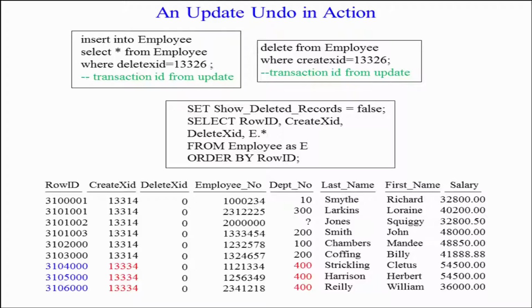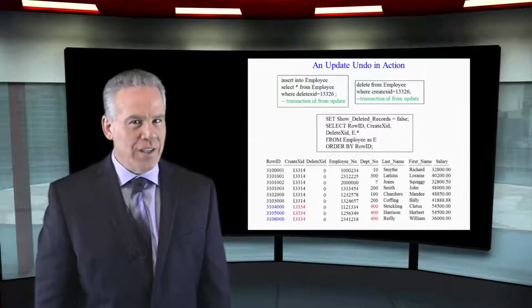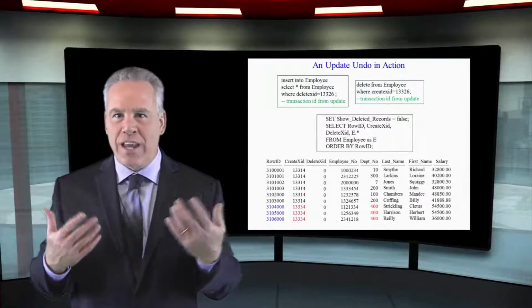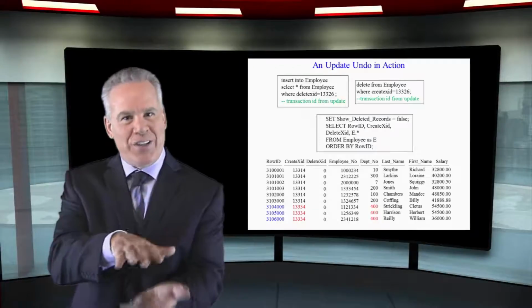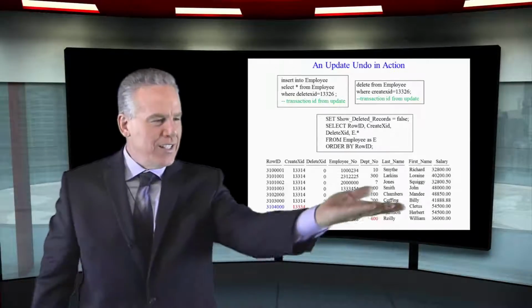But I want you to notice something, my friends. I want you to notice the CreateXid and the RowID down there. Things are just a little bit different now. If you were to look at this and as an expert, you would say, listen, something changed here for sure, because these have different CreateXids.